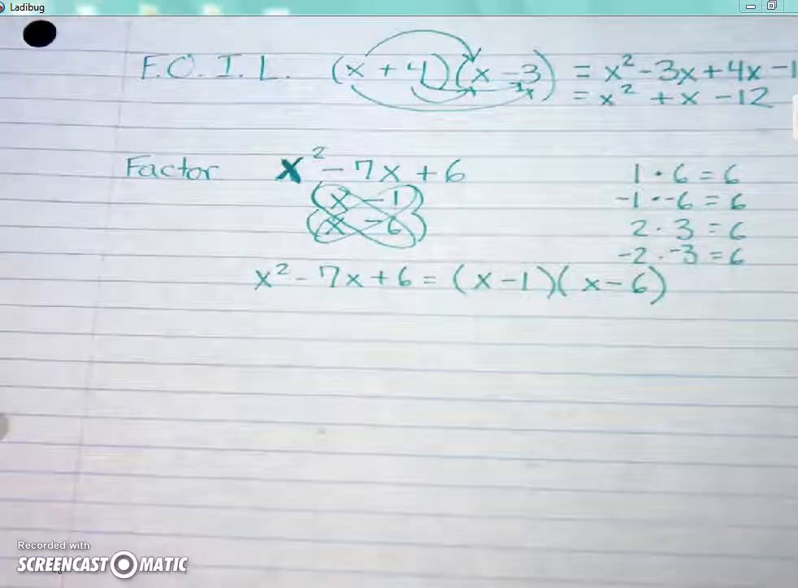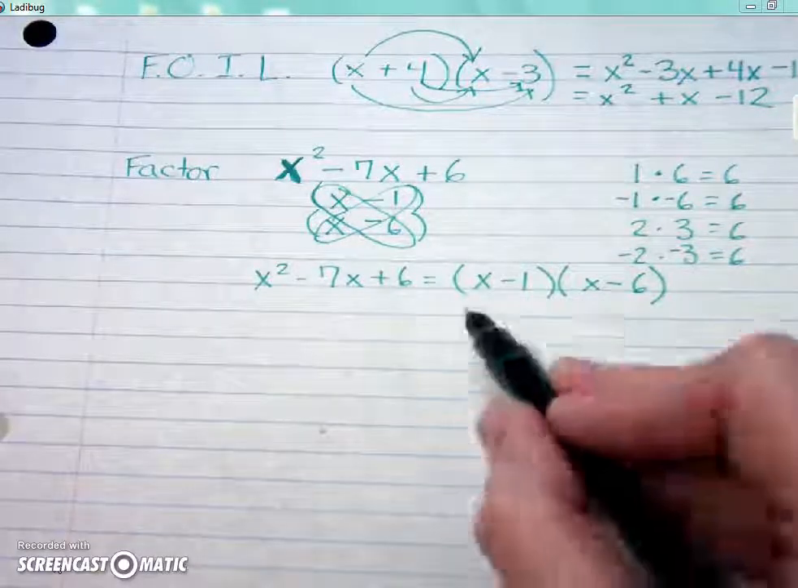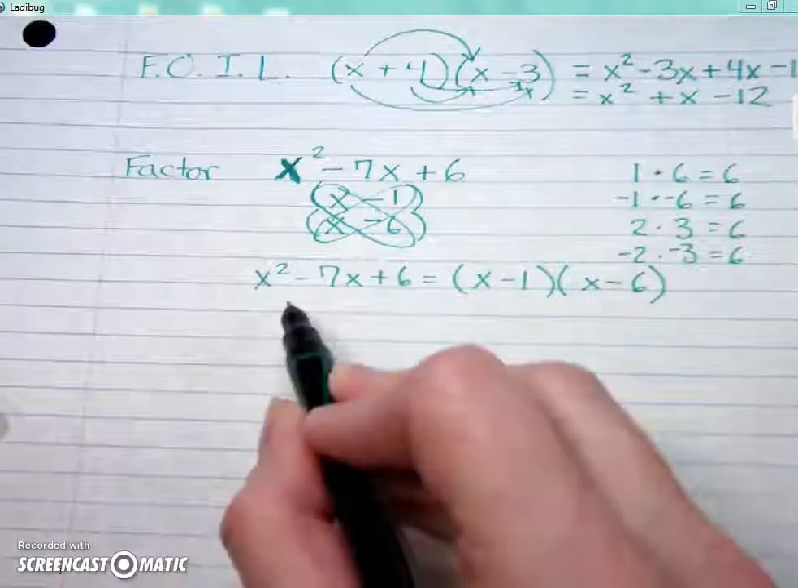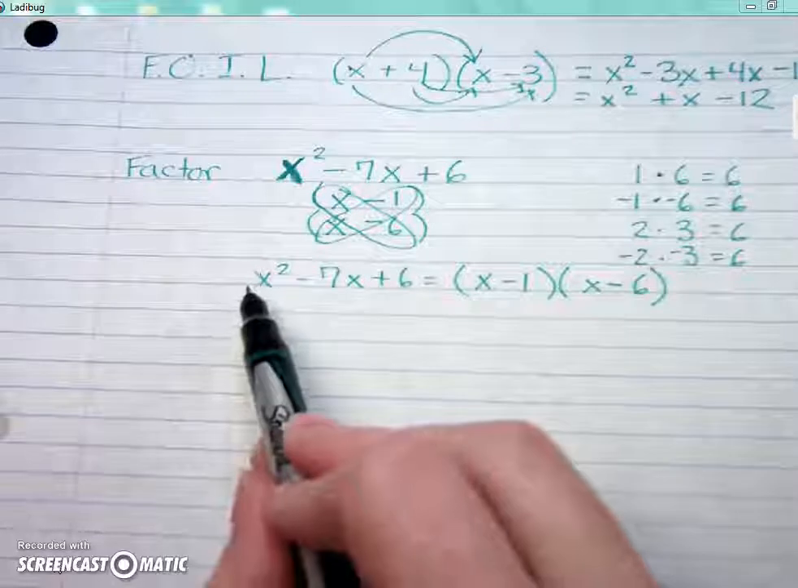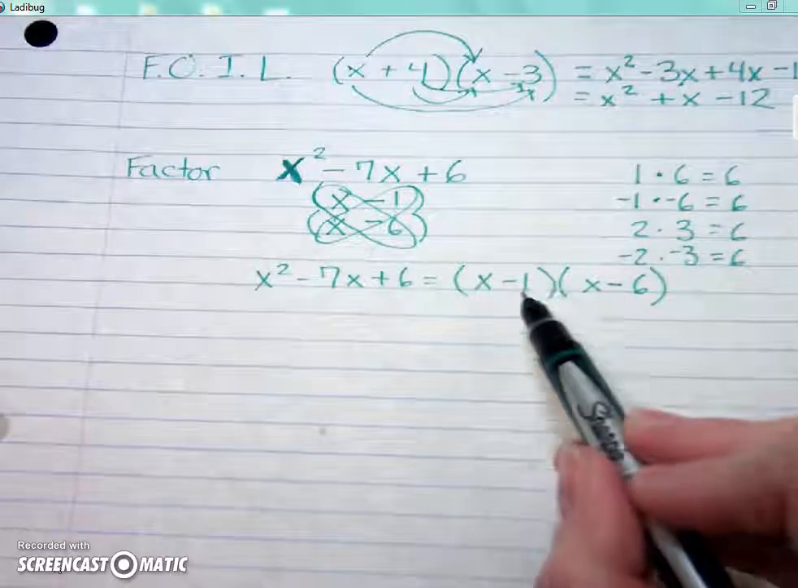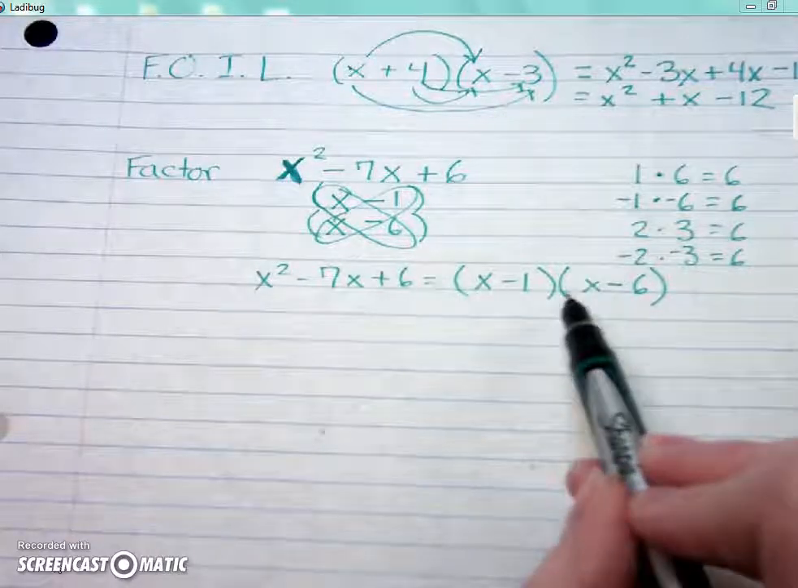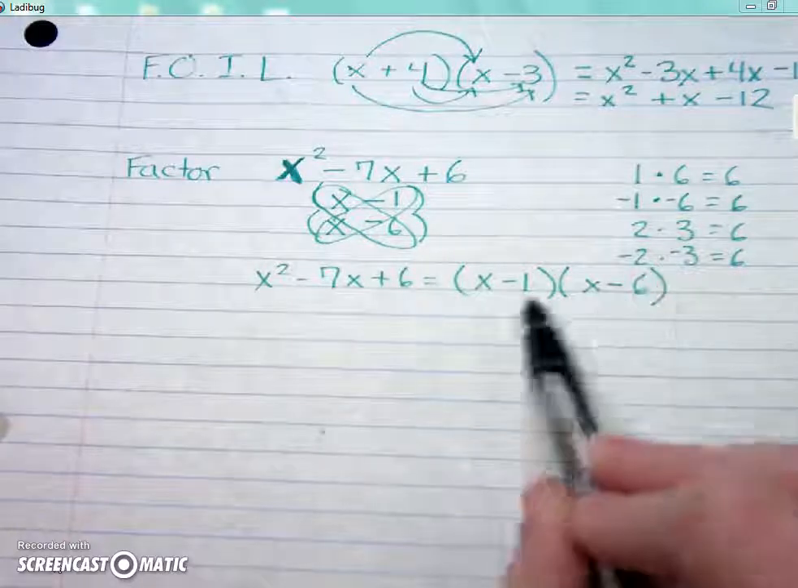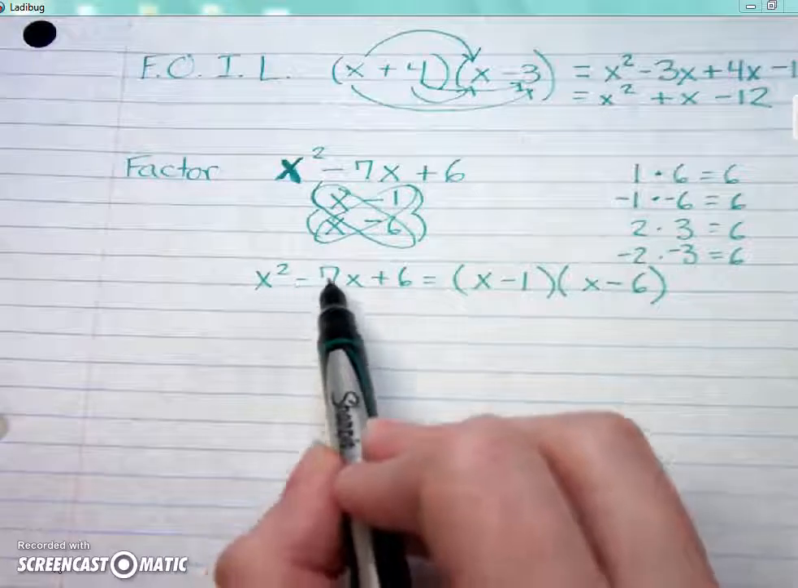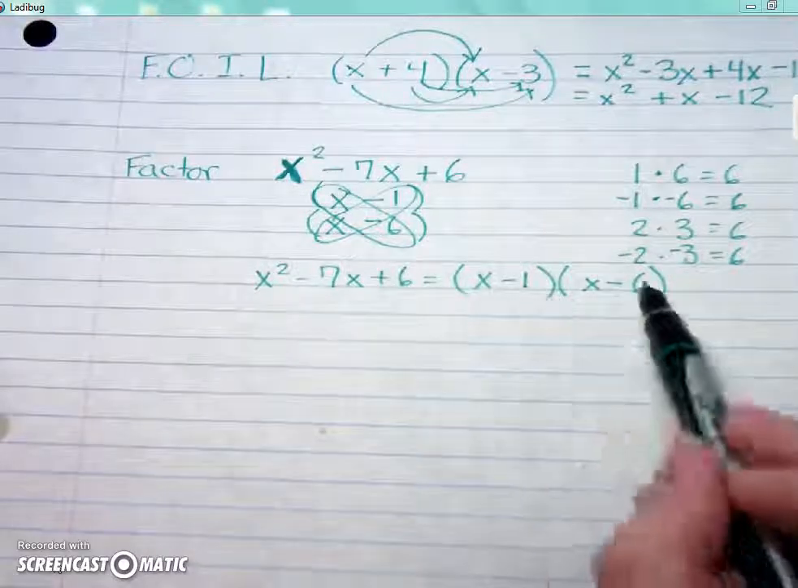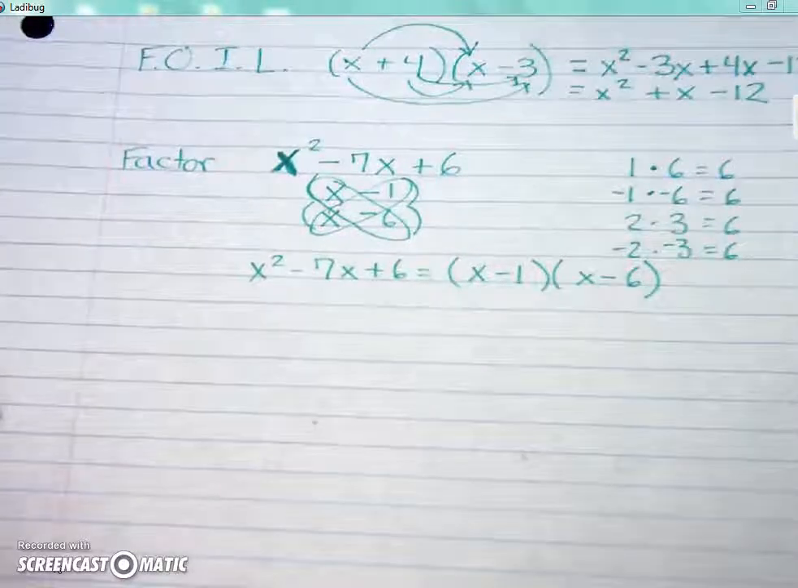And we can always check our work if we FOIL the factored version. It should give us the expanded version. So x times x, first number gives us x squared. Negative 1 times x is a one term. And then x times negative 6. Those combine together to get negative 7x. And then the last terms, they multiply together to get a positive 6.